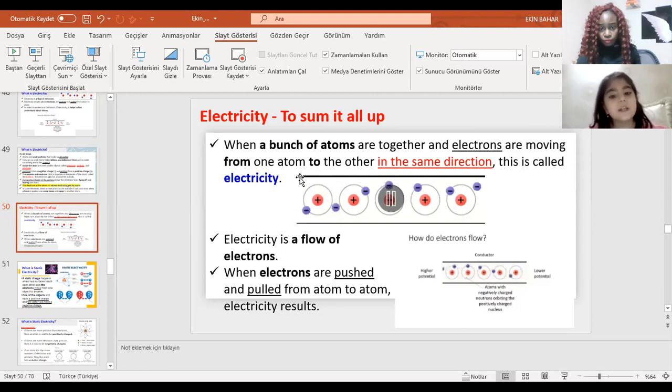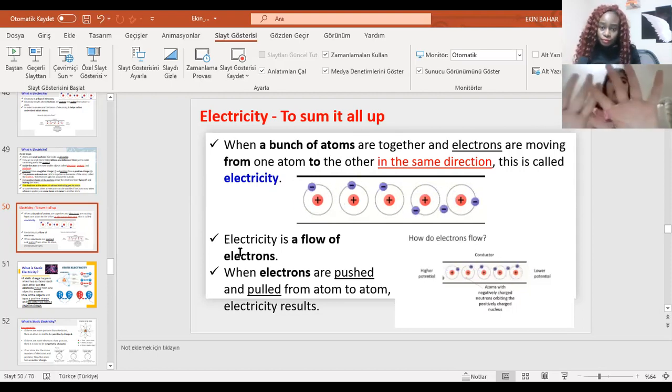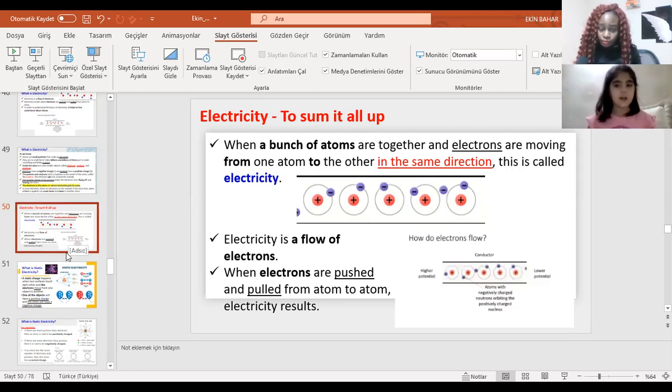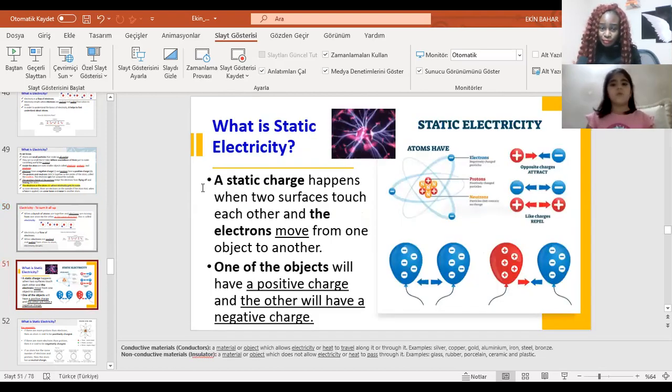Shortly, electricity is a flow of electrons. When electrons are pushed and pulled from atom to atom, electricity results. Electricity happens. Okay, so with that electricity, let's learn static electricity.